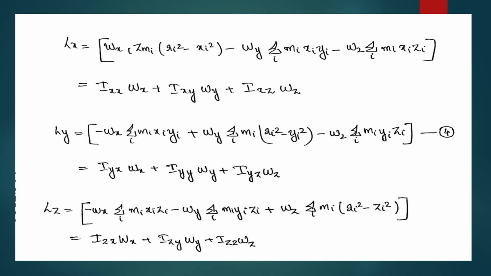Then Lz is equal to minus omega x summation mi xi zi minus omega y summation mi yi zi plus omega z summation mi (ri square minus zi square), which is equal to Izx omega x plus Izy omega y plus Izz omega z.